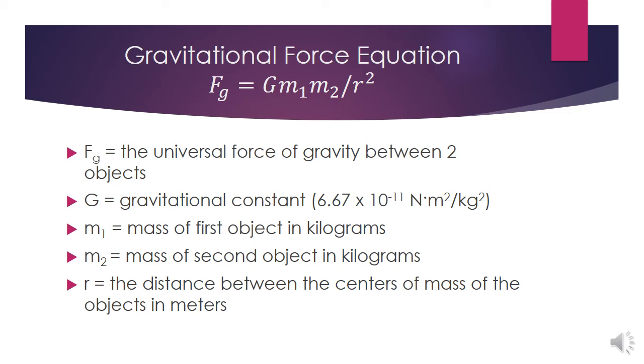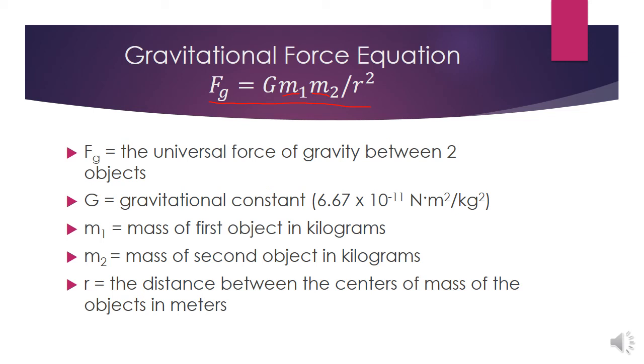Now let's look at the equation and how we're going to use this to do some calculations. F sub G is the gravitational force. That's what the G stands for. It's between two objects, so that's why we have an M sub 1 and an M sub 2. So mass of object 1, mass of object 2. So there's always going to be two masses in these word problems.